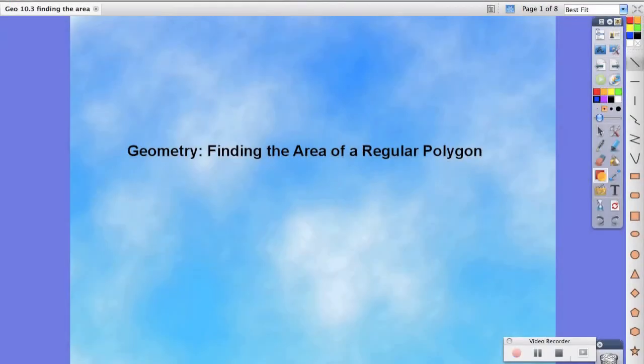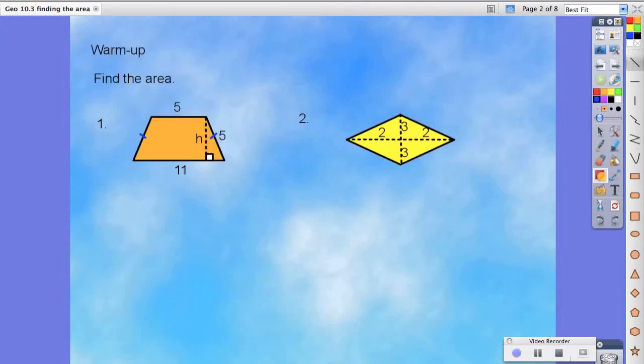Hello students, today in your geometry class, you're going to be working on finding the area of a regular polygon. Before we start, let's try working on these two quick practice problems. This would be a good time for you to pause your screen and solve these problems on your own. Hopefully you've paused your screen and you're now coming to check the answers.